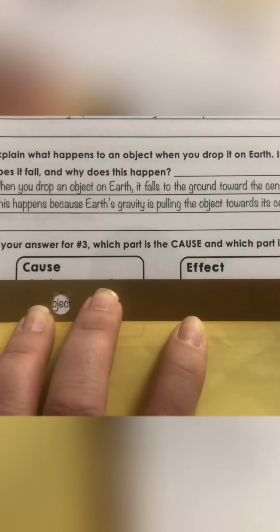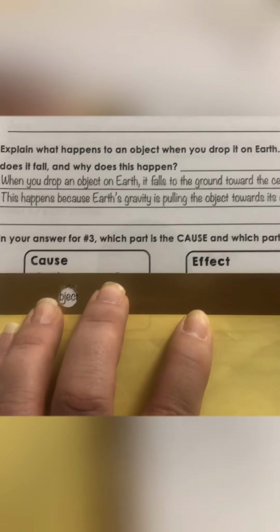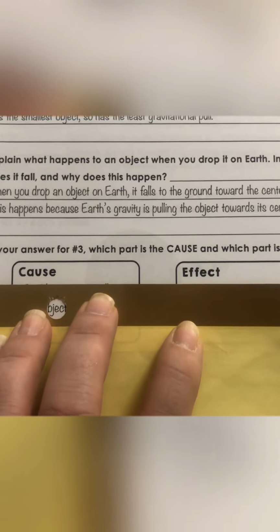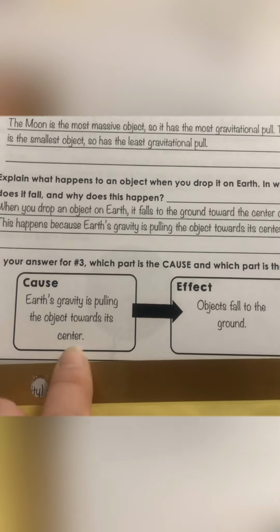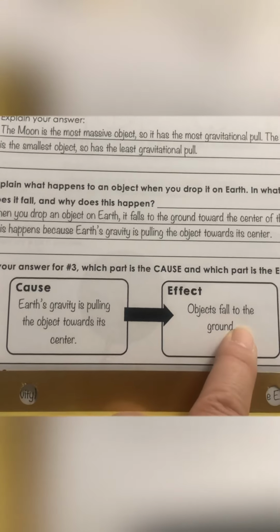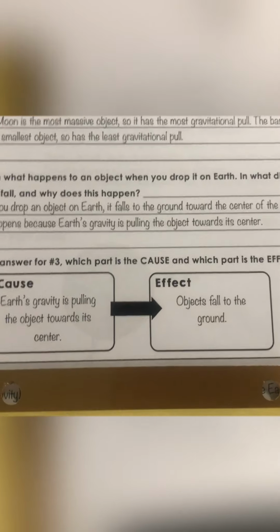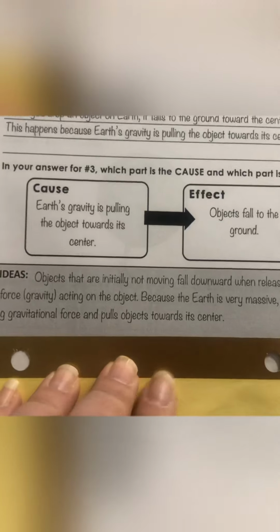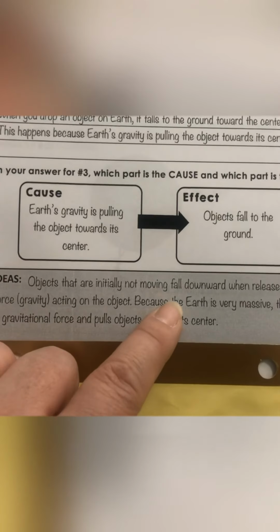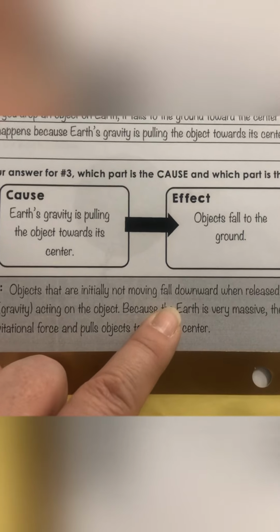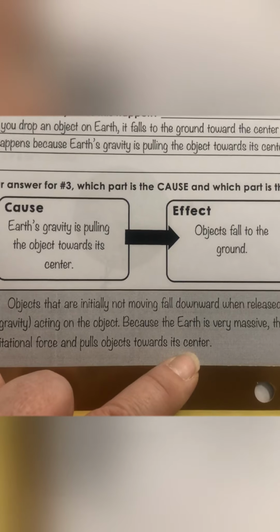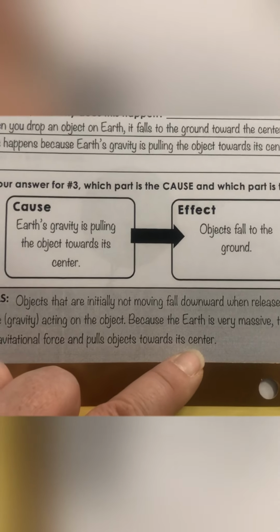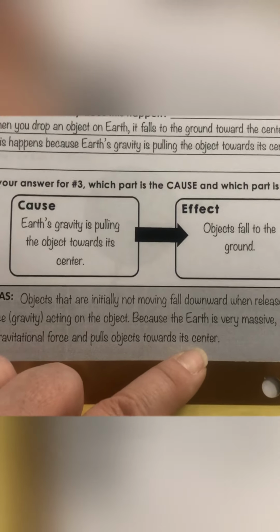Okay, so here, remember way back when we did cause and effect. So in your answer for 3, which part is the cause and which part is the effect? The cause is the Earth's gravity pulling the object towards its center, and the effect is the objects fall to the ground. All right, so our key idea, I want you to copy this down. Objects that are initially not moving fall downward when released. So there must be a force, gravity, acting on the object. Because the Earth is very massive, the Earth has a strong gravitational force and pulls objects toward its center.